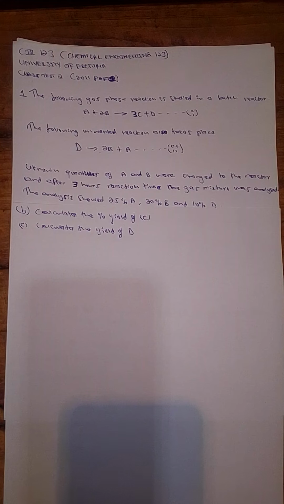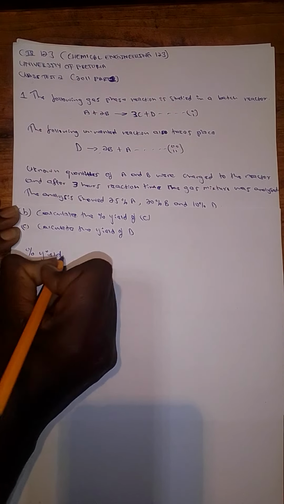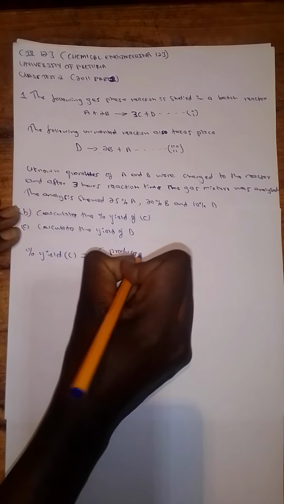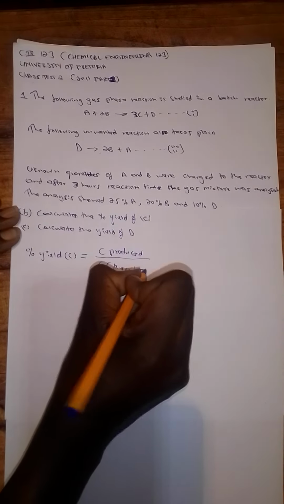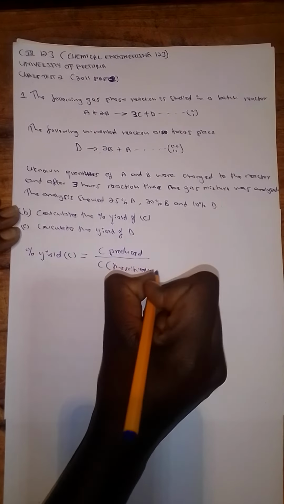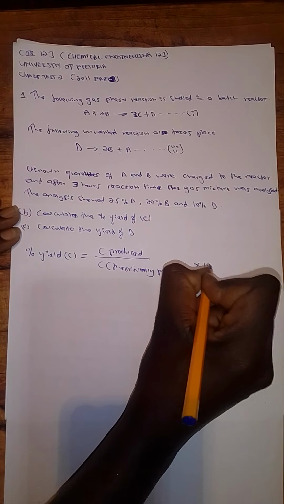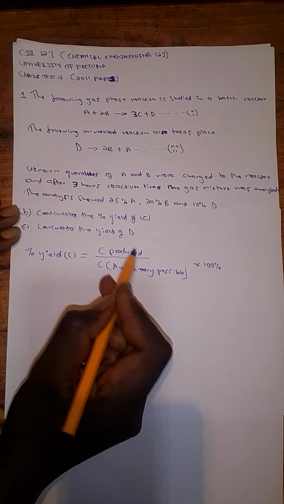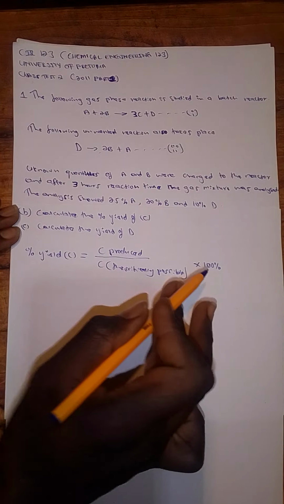Now B says calculate the percentage yield of C. So let me just write down the equation for calculating the percentage yield of C. The percentage yield of C is equal to C that is produced, all over C that is theoretically possible, multiplied by 100%.